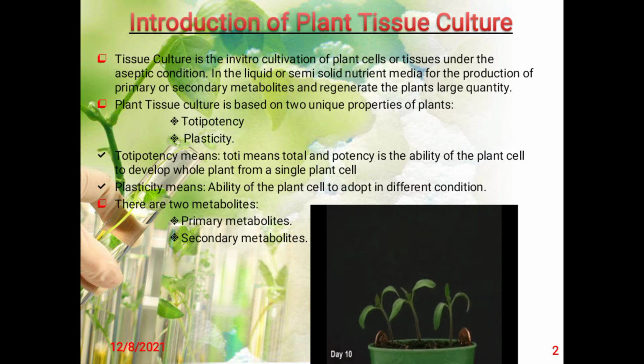Toti means total, and potency is the ability of the plant cells to develop a whole plant from a single plant cell. Plasticity means the ability of the plant cells to adapt to different conditions. There are two kinds of metabolites, primary and secondary.